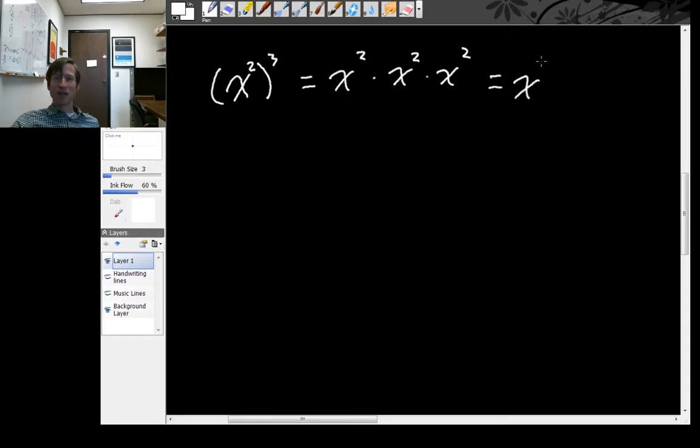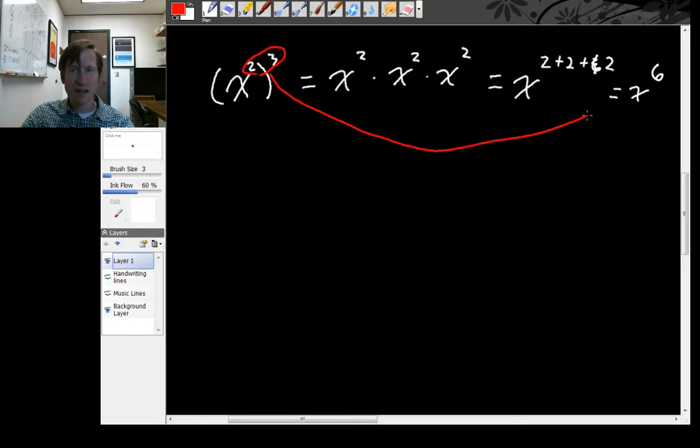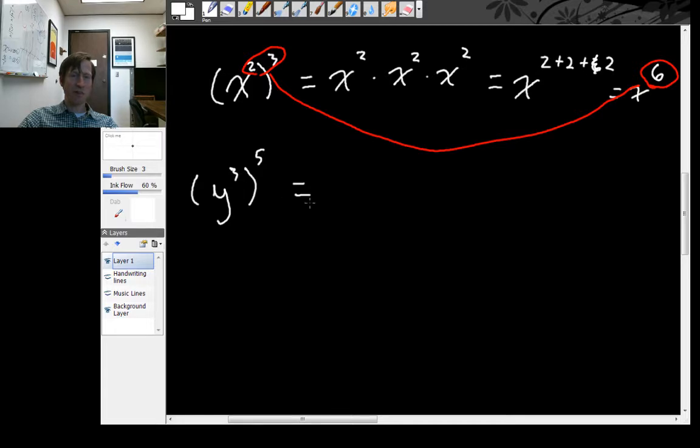So this is x to the, and then add the exponents. 2 plus 2 plus 2, that's 6. So x to the 6th. Okay. And you can see what we did here is effectively we multiplied those exponents. 2 times 3 is 6. Okay, this always works. If we have y to the 3rd to the 5th, a base to a power to another power, we can multiply those powers. So y to the 3 times 5, that's y to the 15th. Okay.